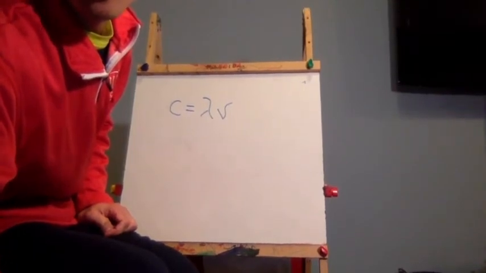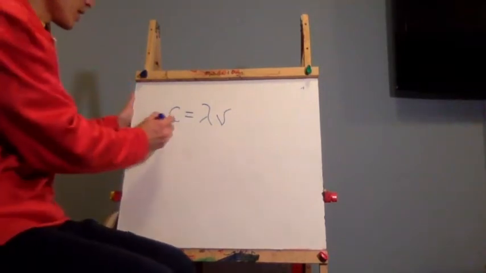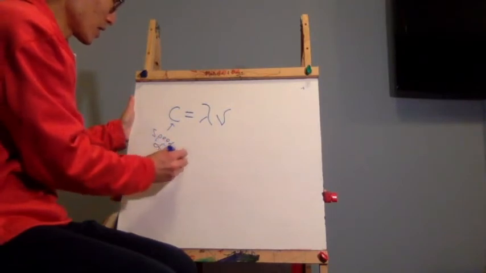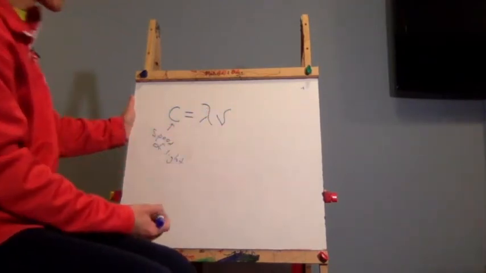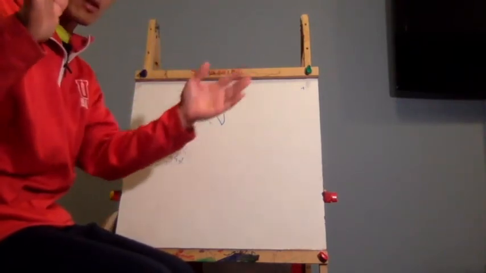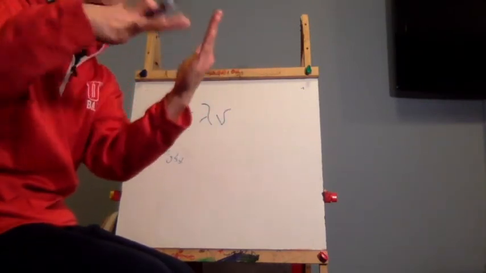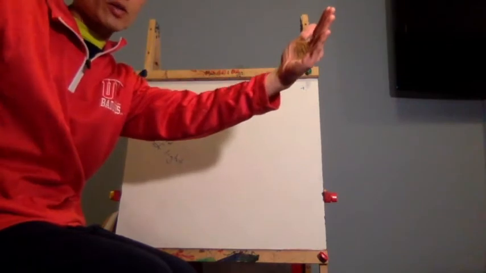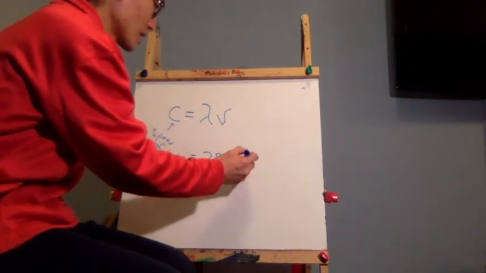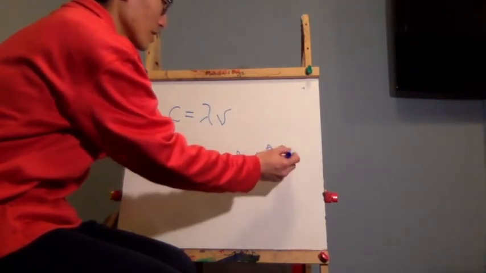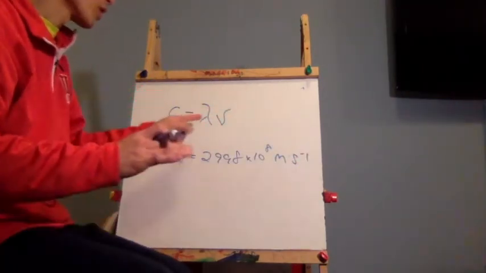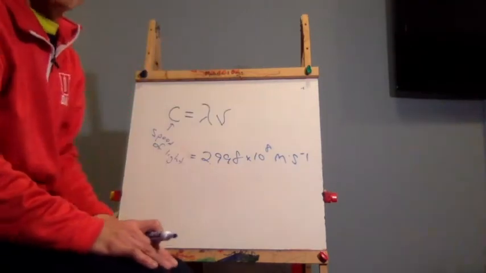So c equals lambda nu. This is the speed of light, this is your wavelength, and this is your frequency. The speed of light is a constant, so as the wavelength gets shorter, the frequency goes up, or as the wavelength gets longer, the frequency goes down. The speed of light in this case is 2.998 times 10 to the 8th meters per second, and this always stays the same. So one goes up, the other goes down.